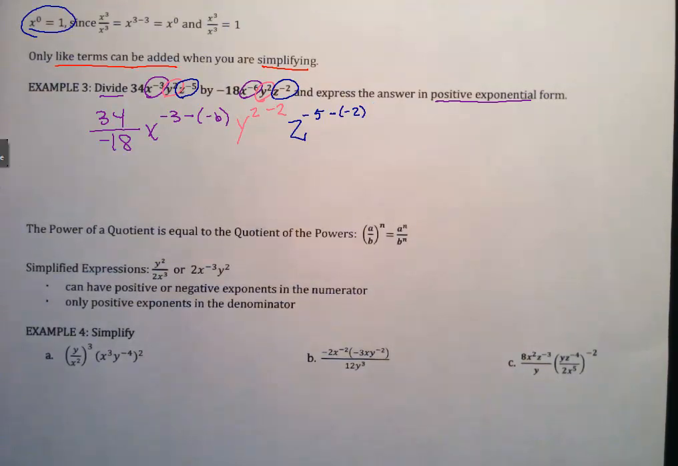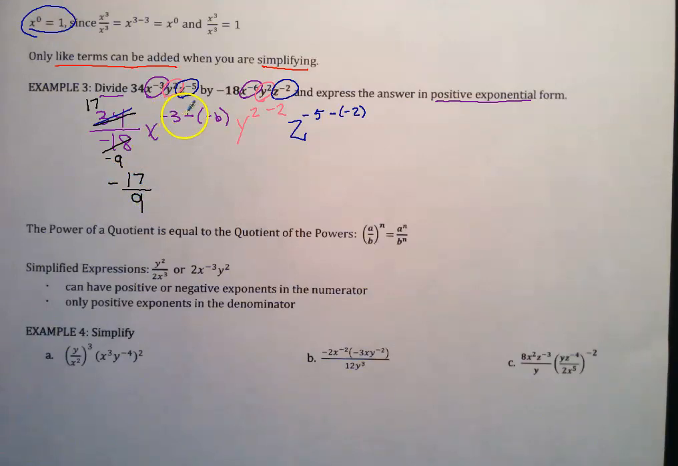Okay, so 34 and negative 18. Does that reduce? 2 would go into both of those. 2 goes into 34 how many times? 17. So this would be 17, and 2 goes into 18 nine times. So I've got negative 17 ninths.